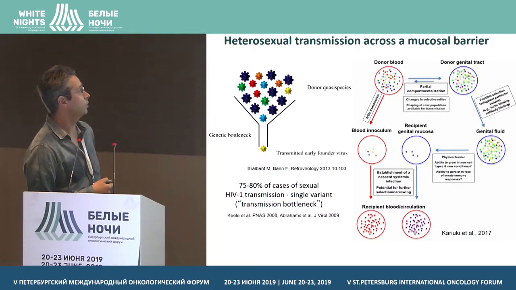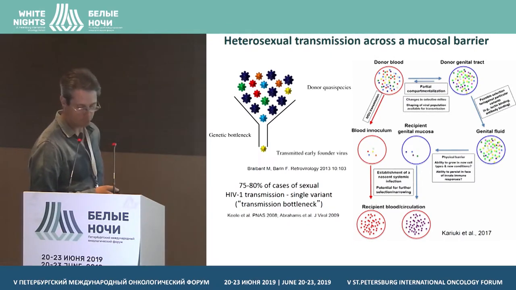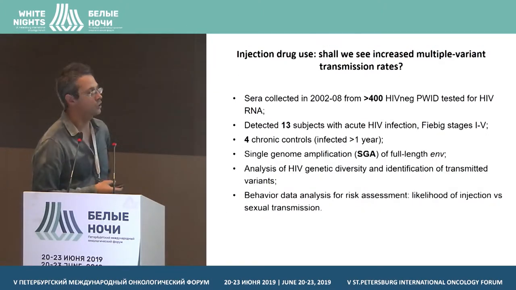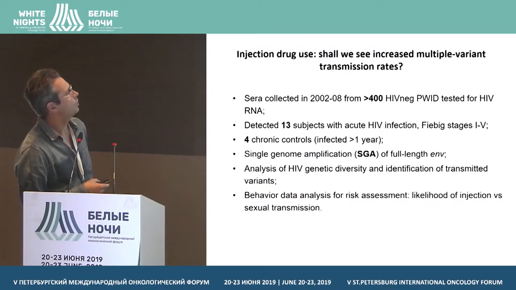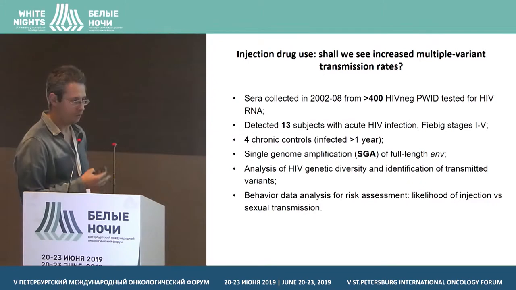In this case, we won't see this effect of the genetic bottleneck. But the trials conducted by several groups all over the world, and our group as well, we also see this genetic bottleneck effect in the injection route of transmission. This is not the background of our trials, but how do we study the transmitting virus?